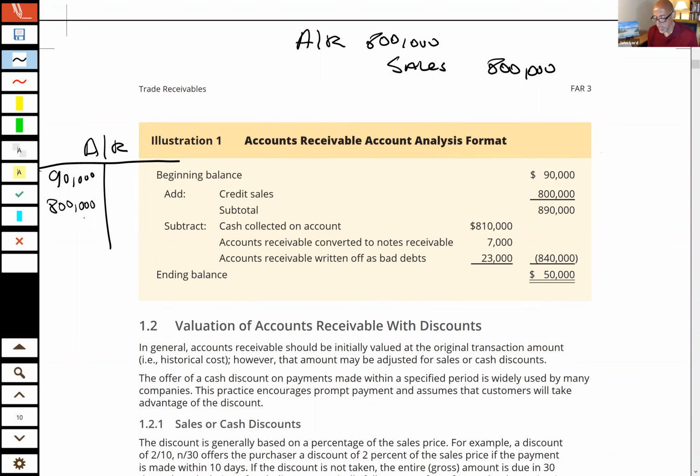So sales add to the accounts receivable, right? Then they tell me that I had cash collections of 810. So if I have cash collections, I'm obviously going to debit cash 810 and credit accounts receivable 810, because if I collect on an account receivable, that brings the account balance down. Then they tell me that I had converted some accounts receivable to notes receivable. Well, I guess the examiner has to think of something to test us on. So I would debit notes receivable 7,000 and credit accounts receivable 7,000.